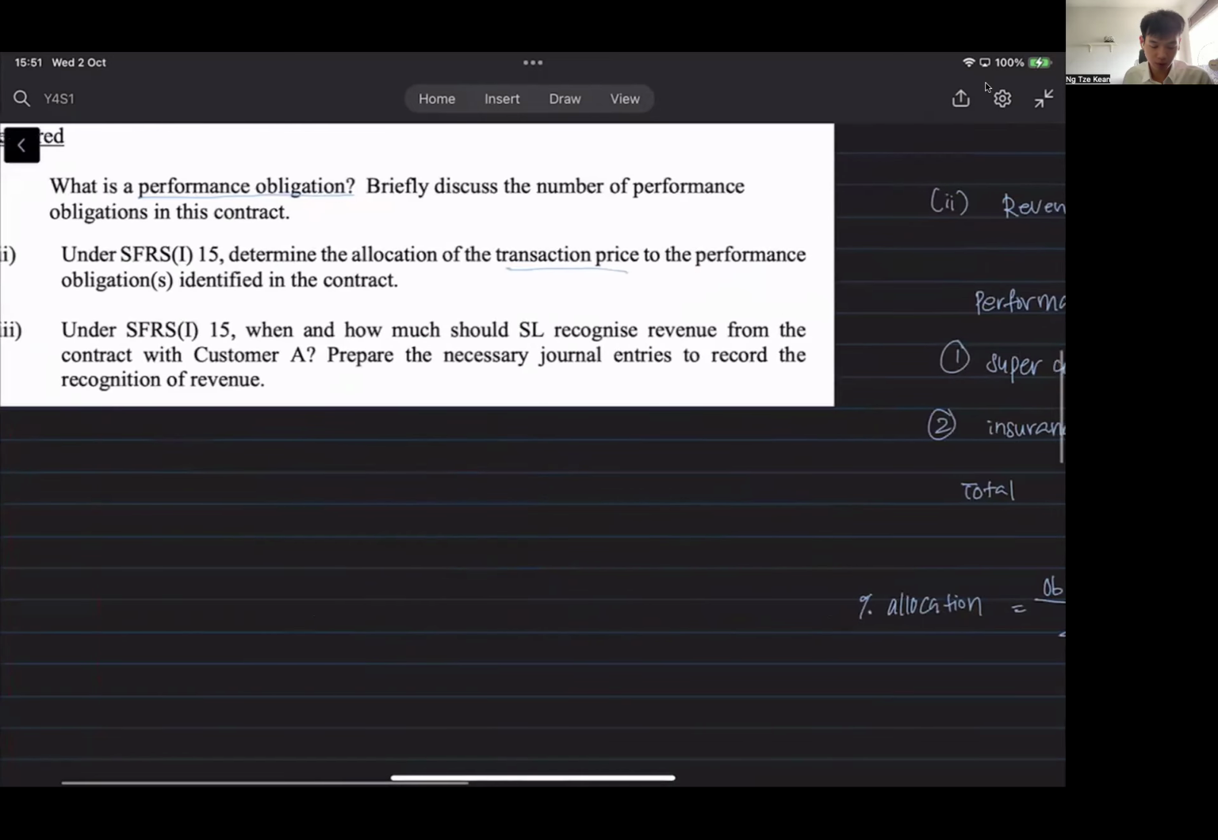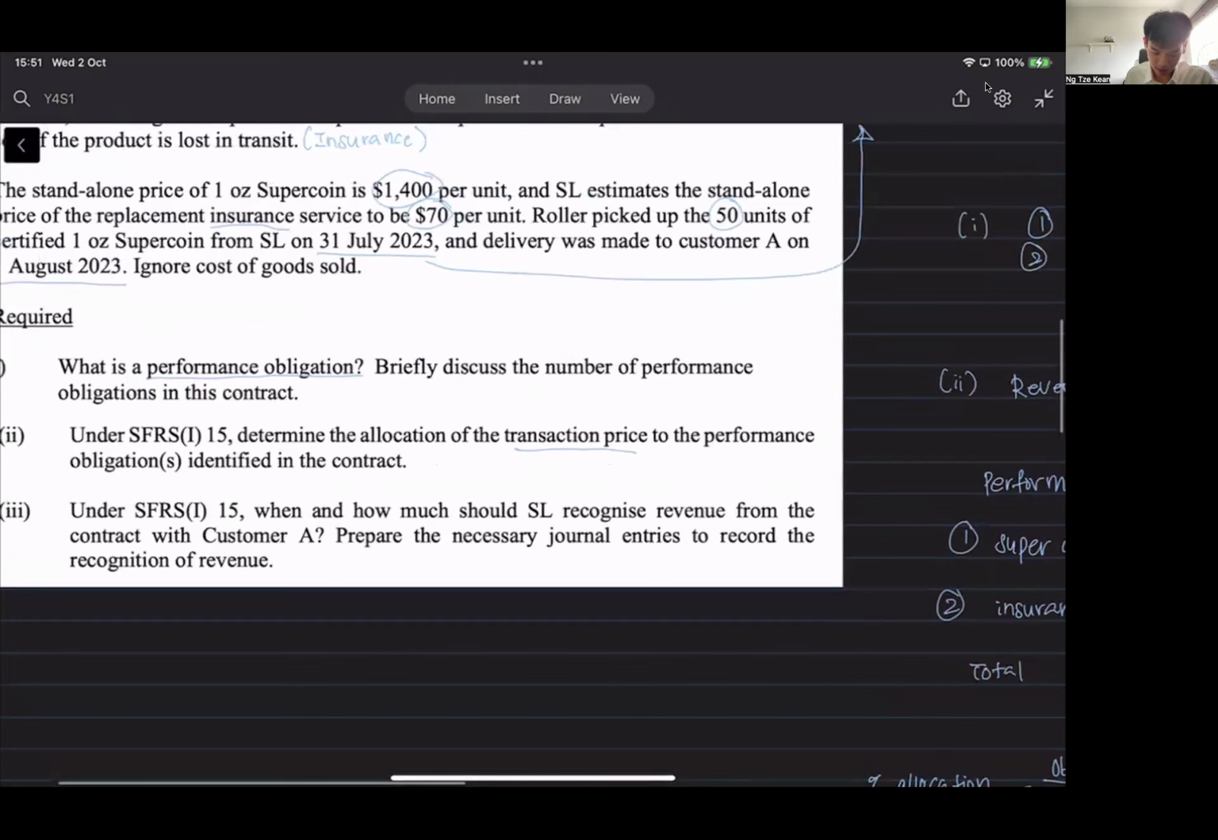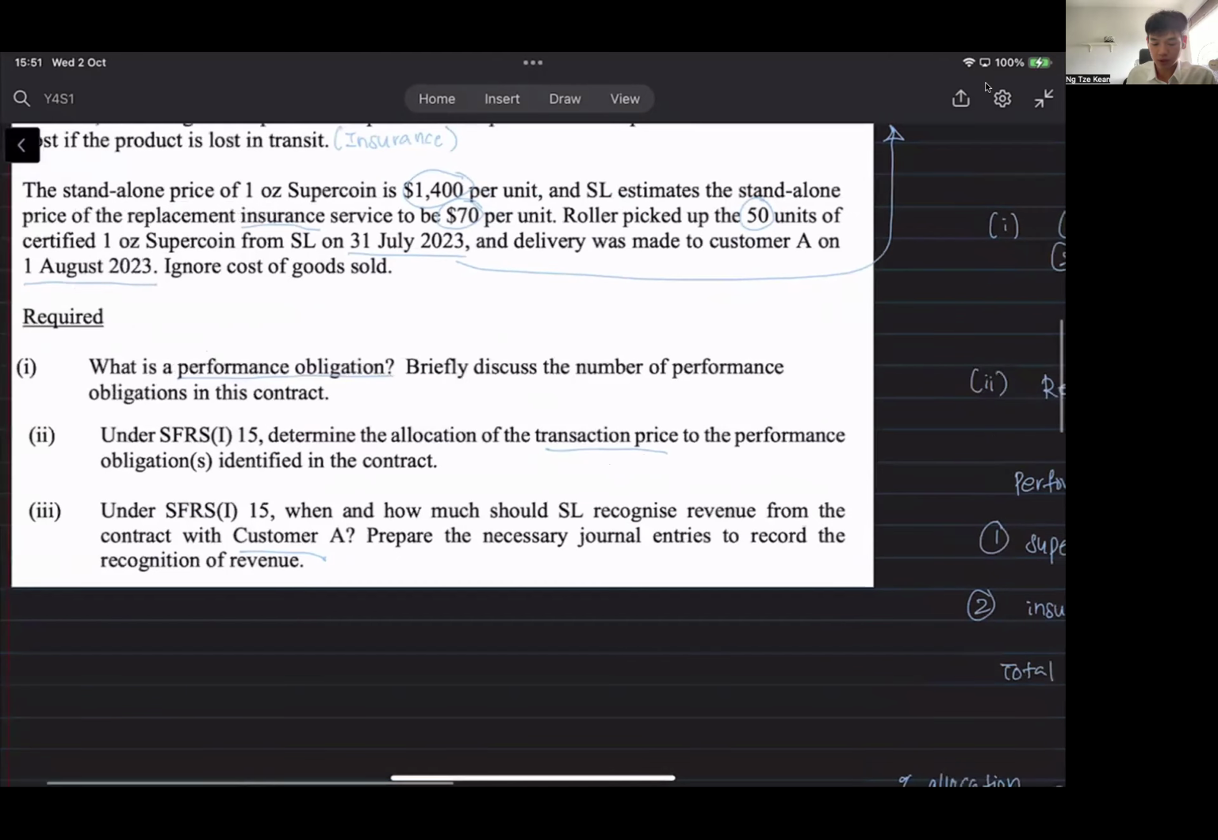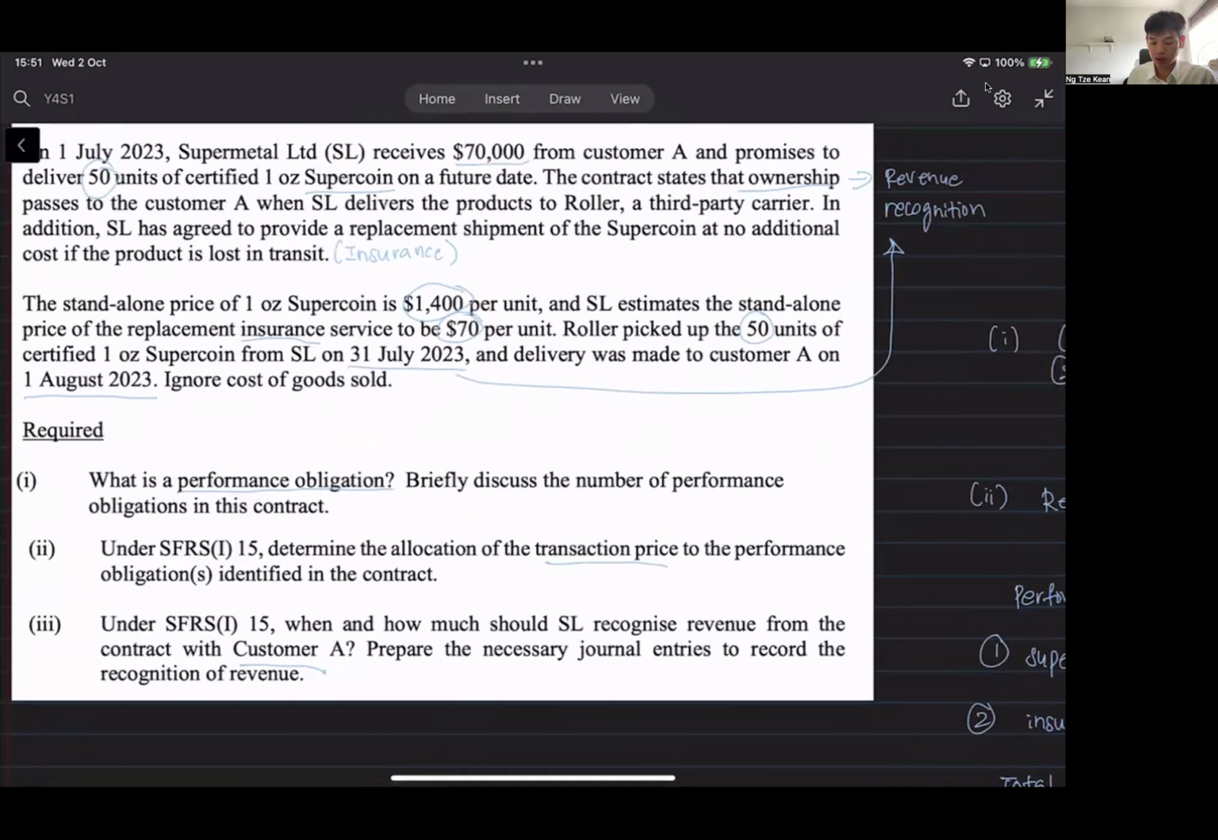I hope that's clear. And for number three, under the SFRS 15, when and how much should SL recognize revenue from the contract with customer A? Okay, so this is a revenue recognition question. And there are 2 dates given, 31st July and 1st of August. So I think I already alluded to the answer. The 31st of July would be to recognize the revenue for the Supercoin, and the 1st of August for the insurance service. Okay. And we need to prepare the journal entries.